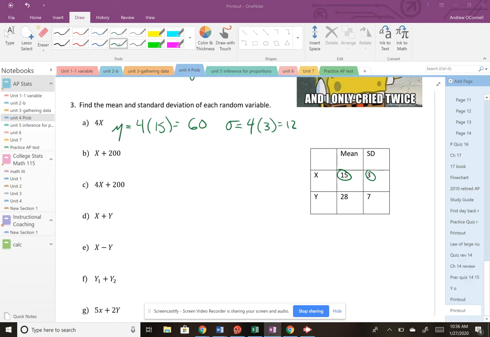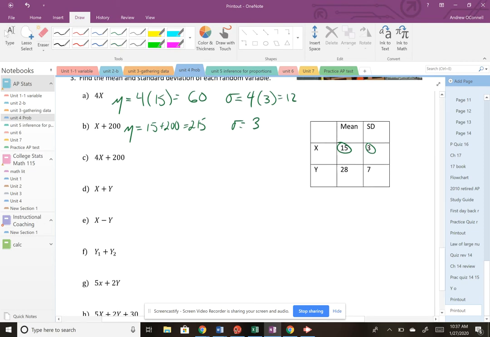All right, we have to change it up just a little bit for adding a constant. Random variable x plus 200. Mean still works like you want it to. 15 plus 200 is 215. Standard deviation is not affected by adding a constant. We're keeping it at 3. Remember, standard deviation is measuring spread. So if you add 200 to everything in a data set, it's going to be the same amount of spread out. C kind of combines the two, actually totally combines the two, A and B.